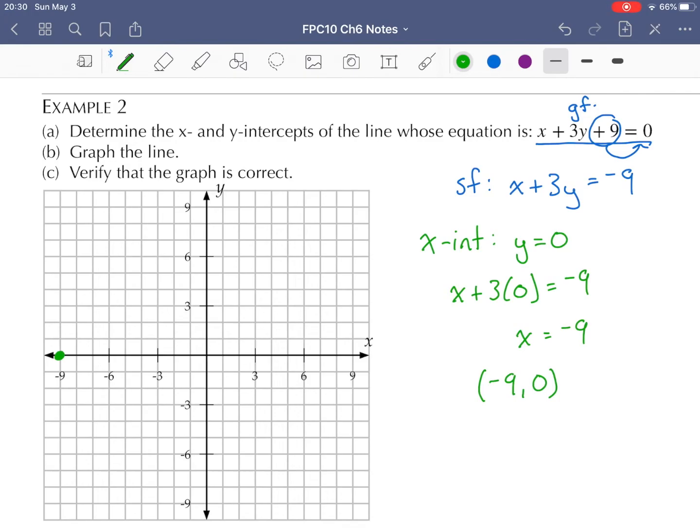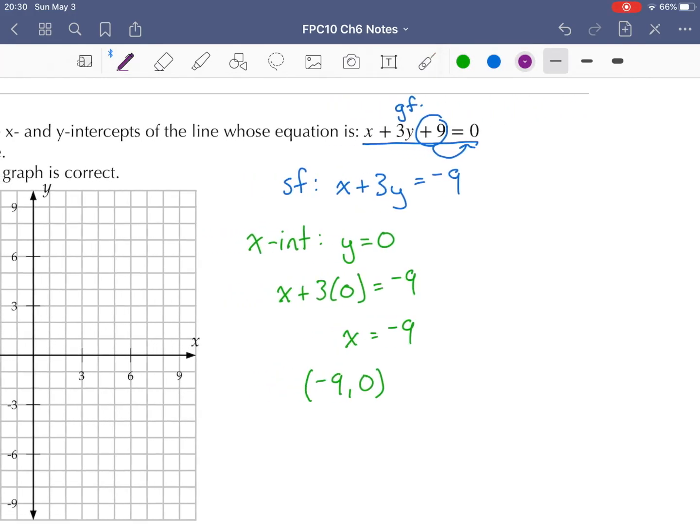I'm going to put that on the graph. x-intercept, minus 9, comma 0. Right there. So I hope you all saw that right there on the graph.